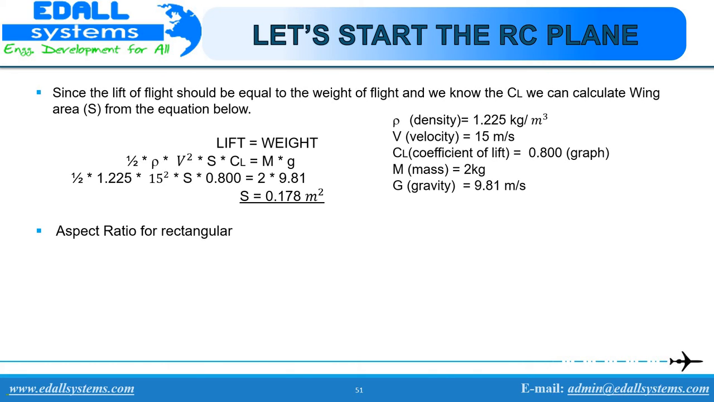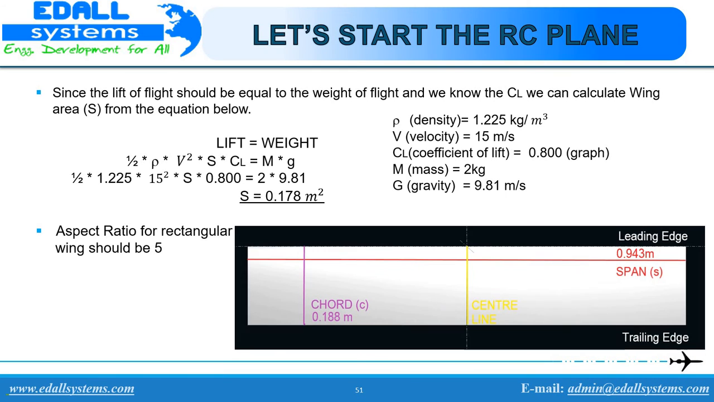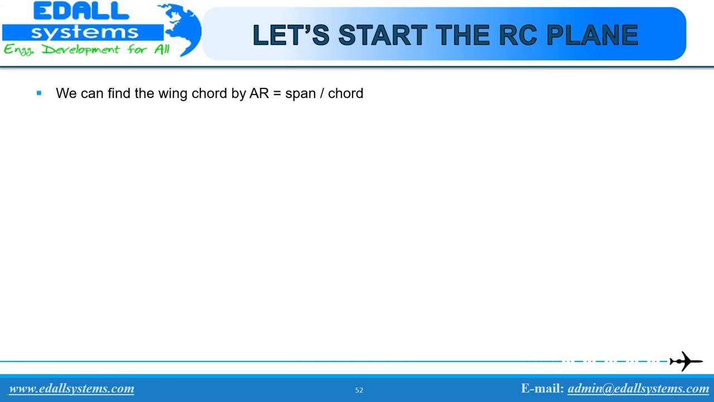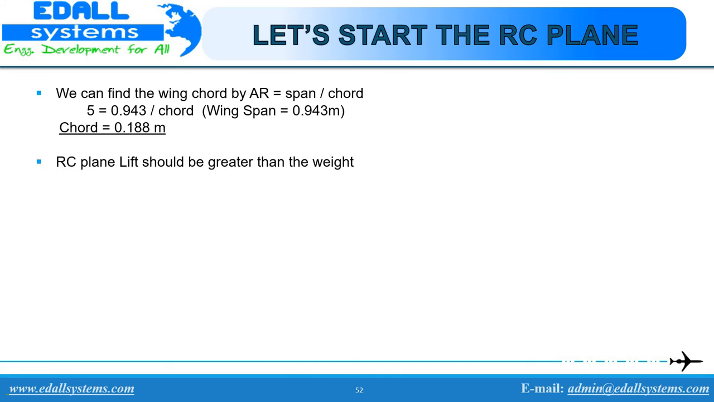According to the rule of thumb, the aspect ratio of a rectangular wing should be 5. Hence, with the equation aspect ratio is equal to span squared by area, we get the span of the wing as 0.943 meter. Now that we are aware of the aspect ratio and the span, we can substitute both in the formula aspect ratio is equal to span by chord, to get the chord as 0.188 meter.